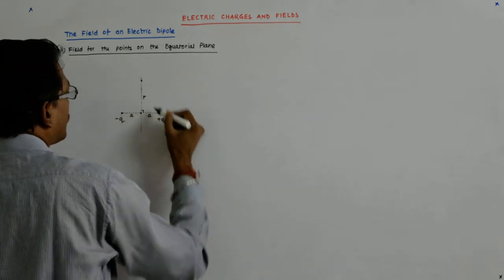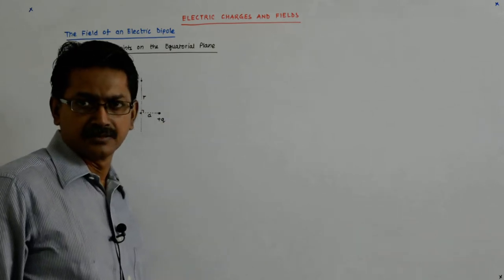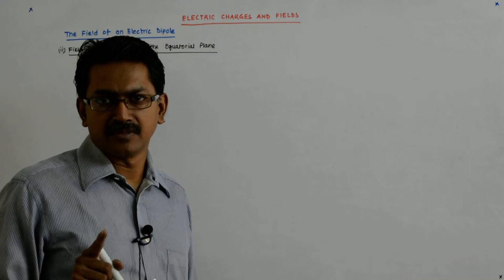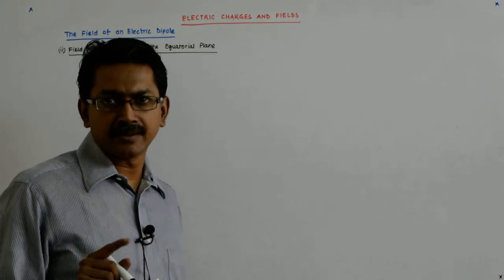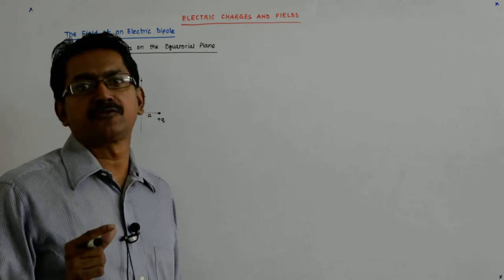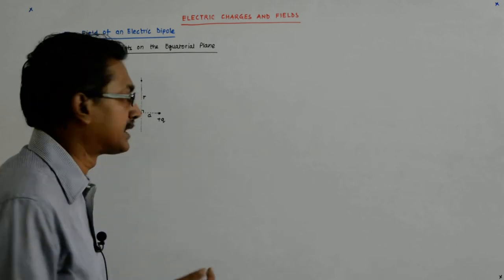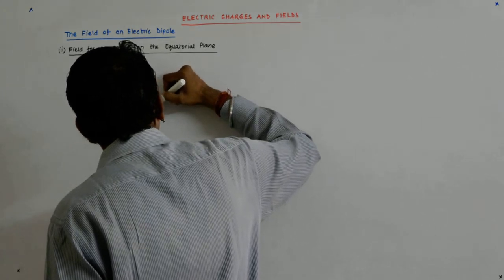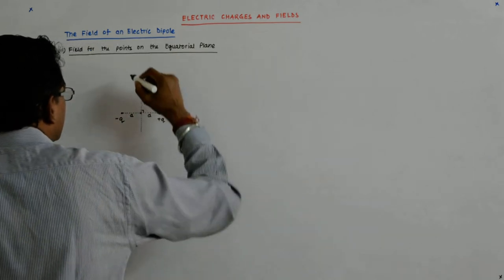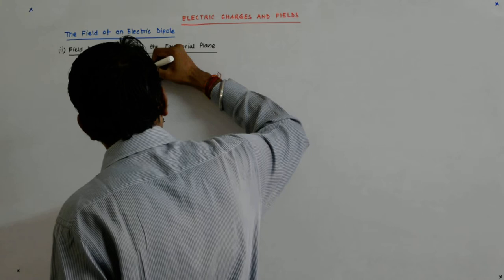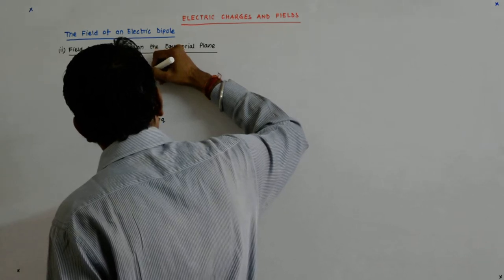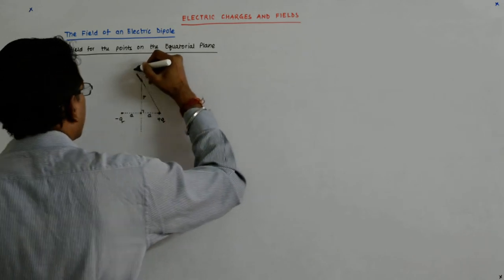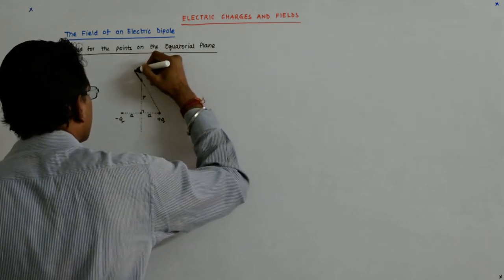Now, this point is equidistant from these two charges. Fine? And the magnitude of the charges is the same. So the magnitude of the field will be the same. I'm not saying the direction, but the magnitude has to be the same. That means whatever vector length I make for one, the same vector length holds for the other one. So for this charge, it is something like this.